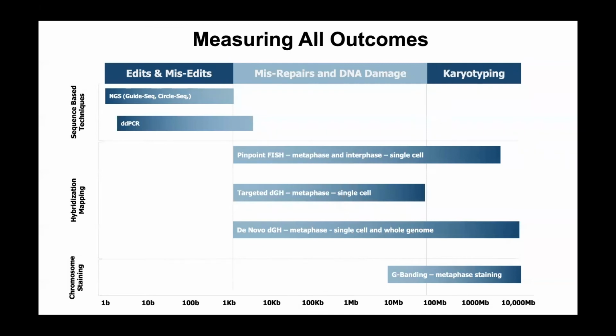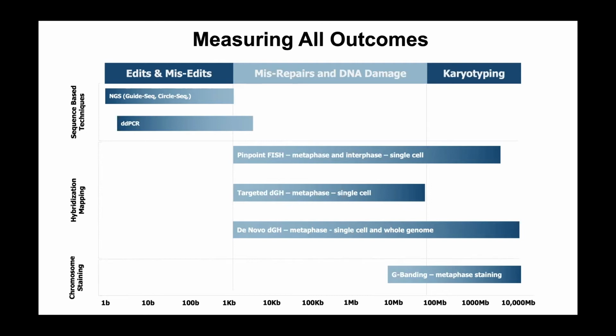Let's put DGH into a measurement context. The misedit and misrepair products in a batch of edited cells can range from a single base pair to rearrangements of significant portions of entire chromosomes. Measuring all of these products really requires only two methods: a sequencing method such as NGS and a structural method. DGH is actually a platform.